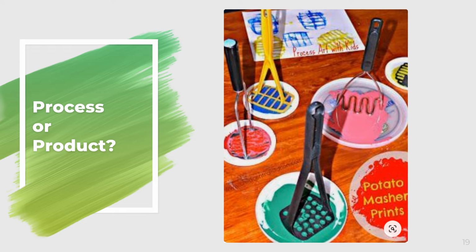In this one, I see various, looks like kind of kitchen utensils, maybe potato mashers. I think that's what those are called. And is this one process or product? And up on the little sheet of paper, we see it says process art with kids. So I guess the answer is provided for us.